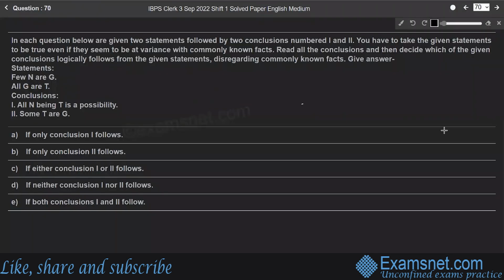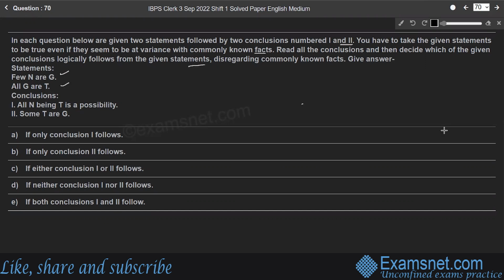Question 70. In each question below are given two statements followed by two conclusions, numbered 1 and 2. You have to take the given statements to be true even if they seem to be at variance with commonly known facts. Read all the conclusions and then decide which of the given conclusions logically follows from the given statements, disregarding commonly known facts. So here there are two statements. The first statement is few N are G.